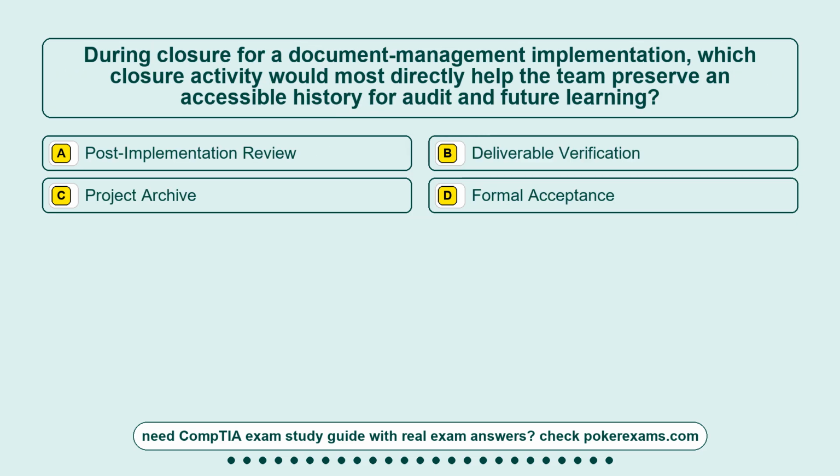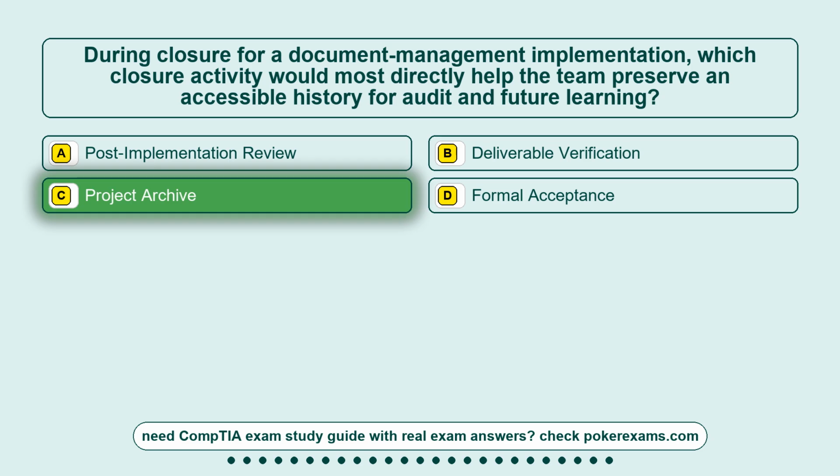Question 17. During closure for a document-management implementation, which closure activity would most directly help the team preserve an accessible history for audit and future learning? Option A, post-implementation review. Option B, a deliverable verification. Option C, project archive. Option D, formal acceptance. The correct answer is option C, project archive.